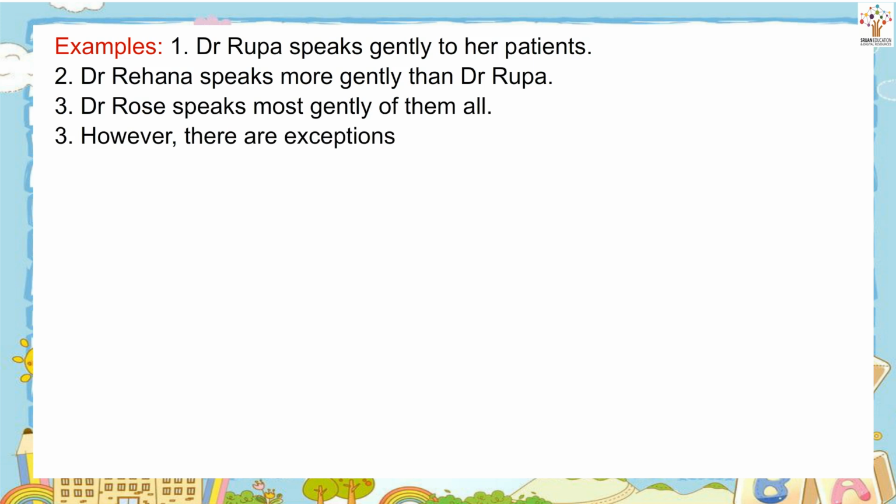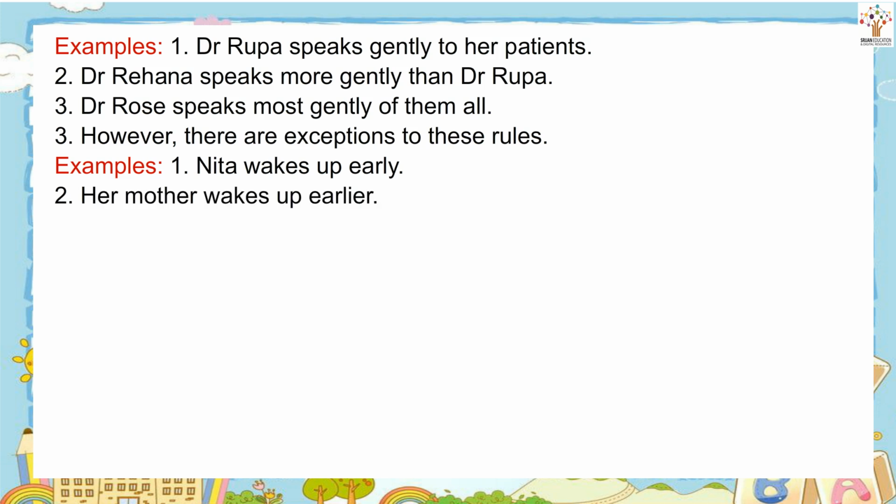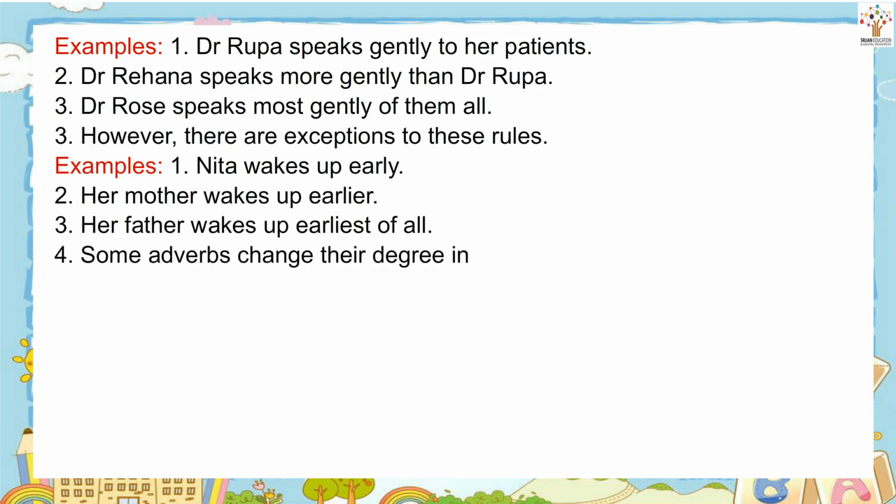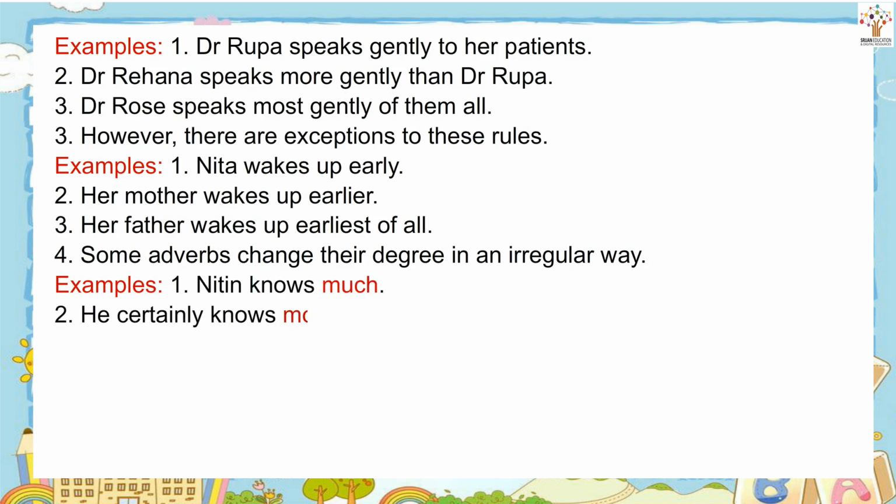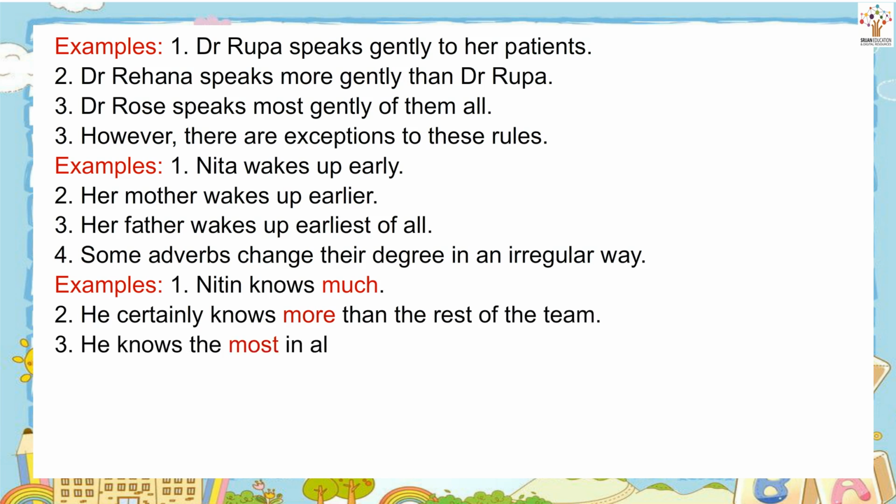However, there are exceptions to these rules. Examples: Neeta wakes up early. Her mother wakes up earlier. Her father wakes up earliest of all. Some adverbs change their degree in an irregular way. Examples: Nitin knows much. He certainly knows more than the rest of the team. He knows the most in all sorts of situations.